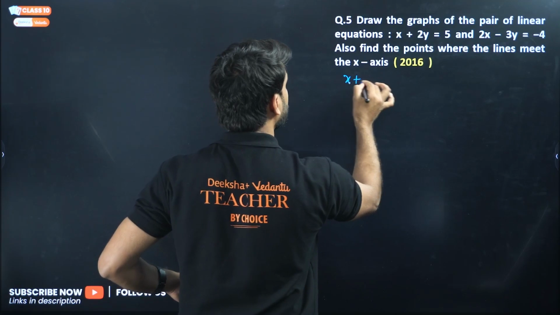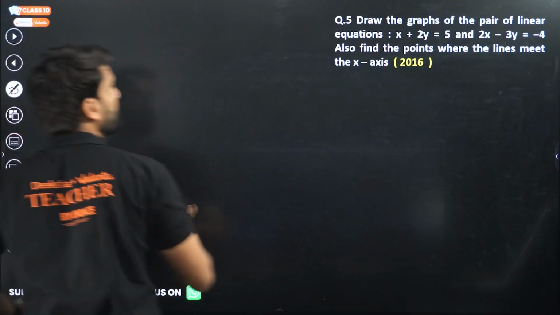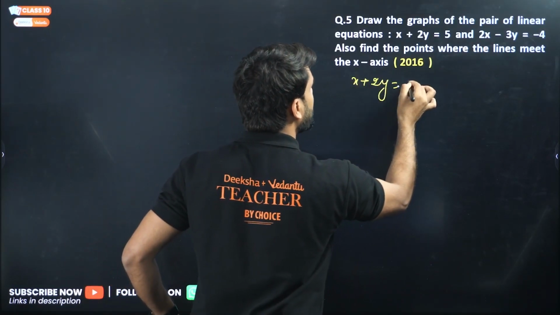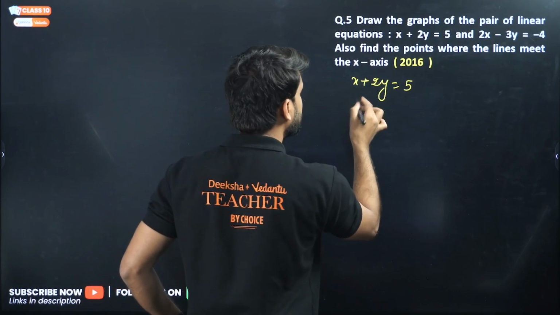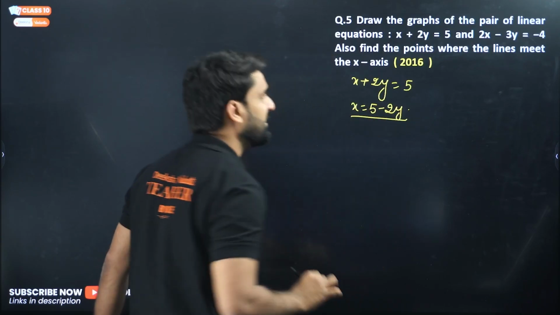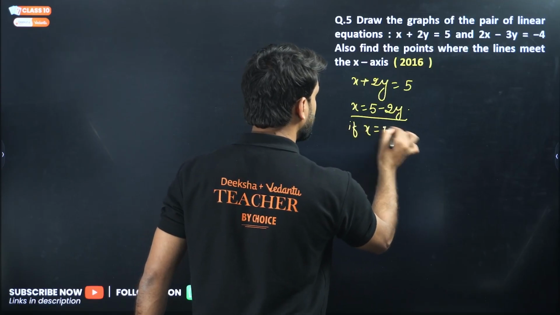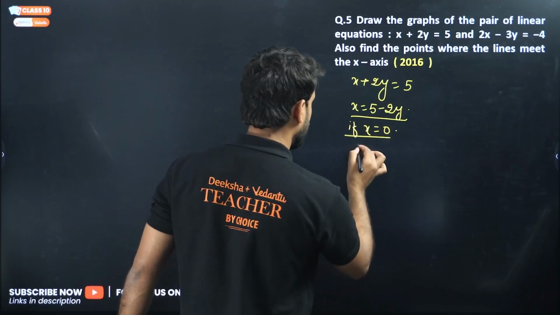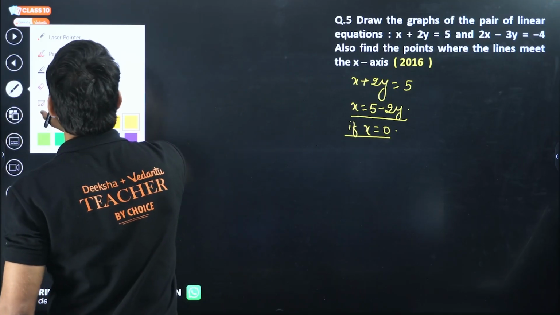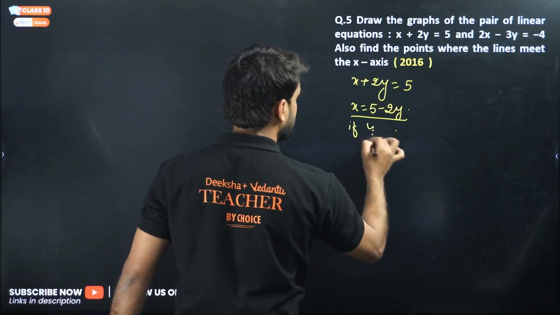Let me change the color of pen so that the thing will be more visible to everyone. Okay, so the first equation is x plus 2y equals to 5. Okay, so can we write x equals to 5 minus 2y? Now find out the solution here. So if x equals to 0, so what will be the solution, my dear lovely kids? Sorry, y should be 0, because we have modified the equation in this way. So I'm putting here y equals to 0.